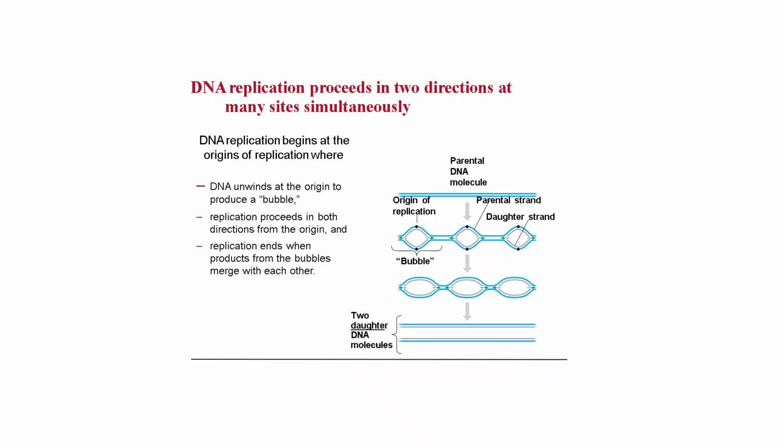Replication begins at specific origins of replication along the DNA molecule. At these points, the DNA unwinds to form a bubble, and replication proceeds in both directions. Multiple origins allow the process to move quickly and efficiently.